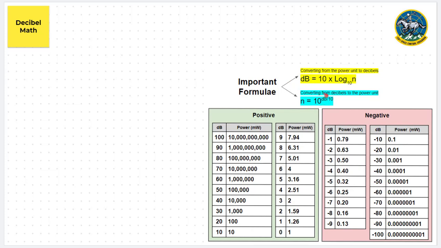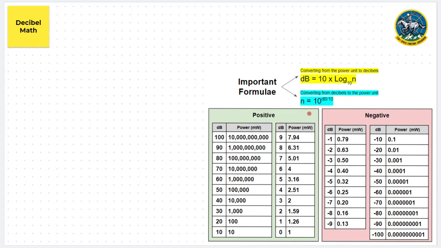Then if you already have decibels, this is going to be the formula that you're going to use. It's going to give you your milliwatt figure. So it's 10 to the power of the dB divided by 10, and that's going to give you your milliwatts. This is the best way to convert back and forth between decibels and your milliwatts or watts or whatever it is that you're converting.